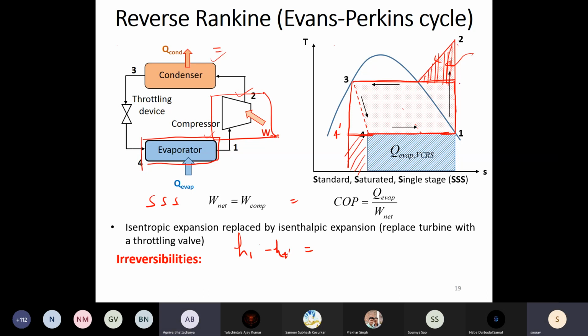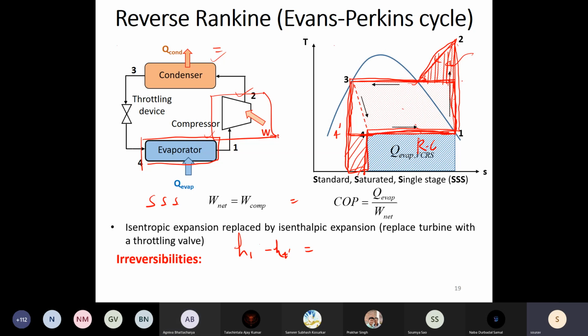So this triangle has come. Earlier it was just this rectangle. So the net work input was the area of this rectangle. Okay, but now the net work input will be the area of this shape that is created. This is my refrigeration capacity, and this is the net work input, whatever I have marked with this red line.